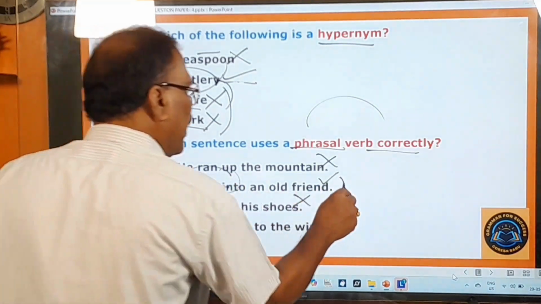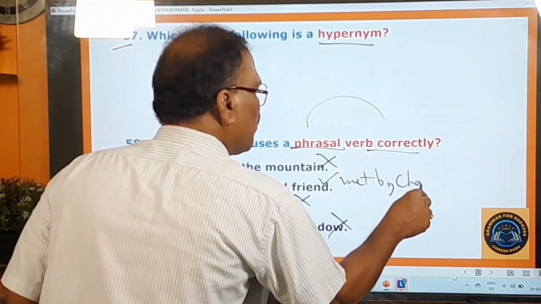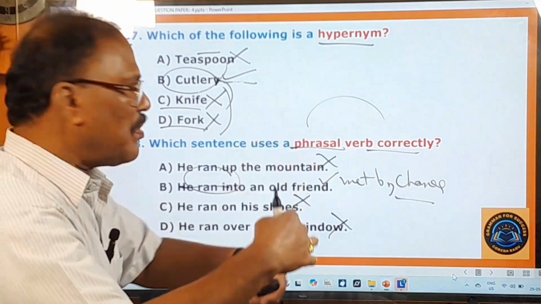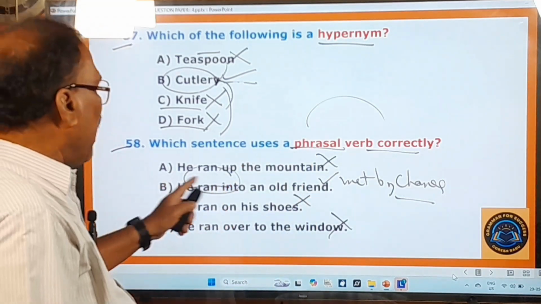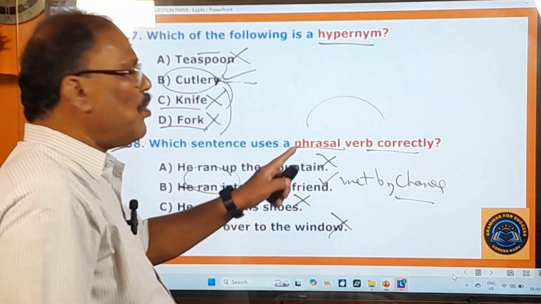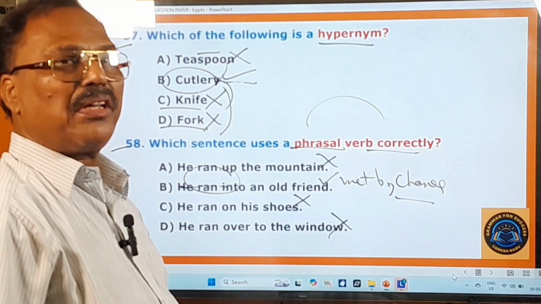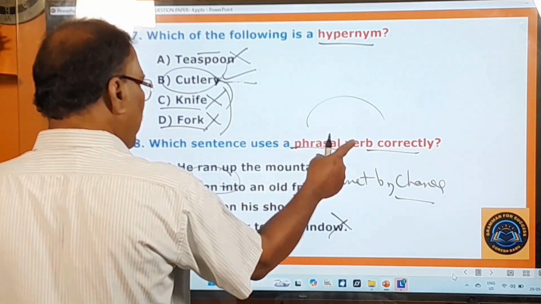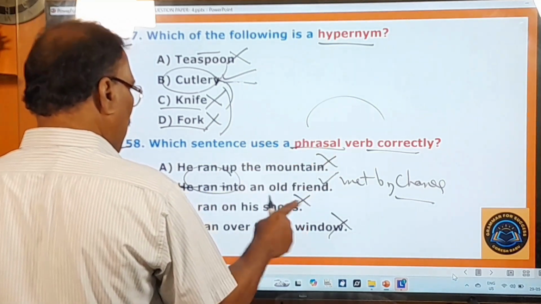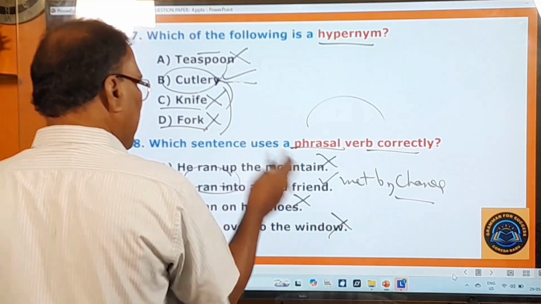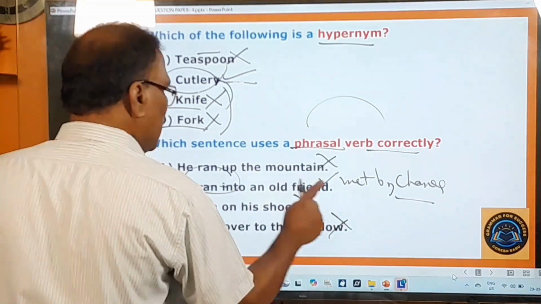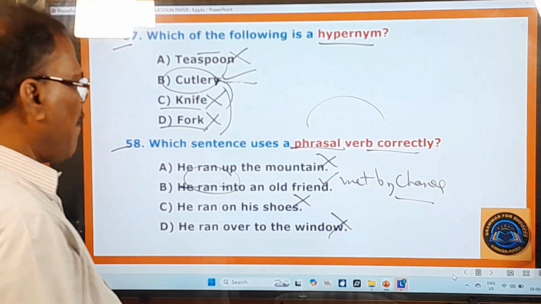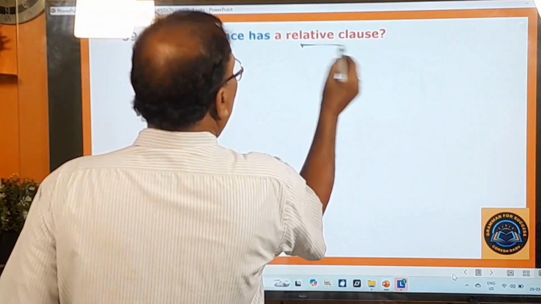He ran into means he met by chance. That is the meaning. అనుకోకుండా ఒక మిత్రుని కలుసుకోవడాన్ని రన్ ఇంటూ అంటాం. He ran into means he met by chance an old friend. తన పాత మిత్రుని అతను అనుకోకుండా కలిశాడు. So therefore in this second sentence only the phrasal verb run into is correctly used, but in all other sentences the phrasal verb is not correctly used. So therefore the second sentence is the right answer. All others are wrong. Now you move on to other questions. 59th question. Which sentence has a relative clause?